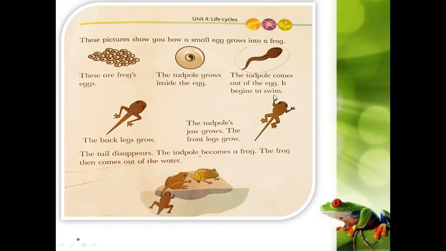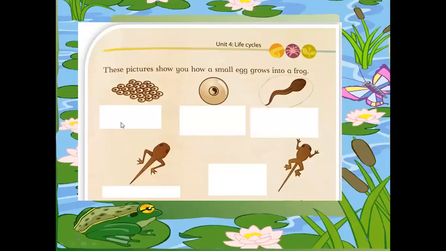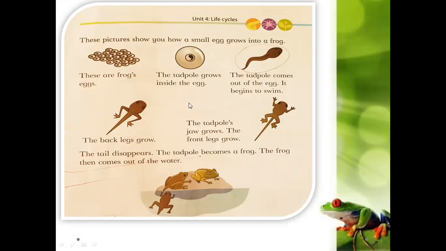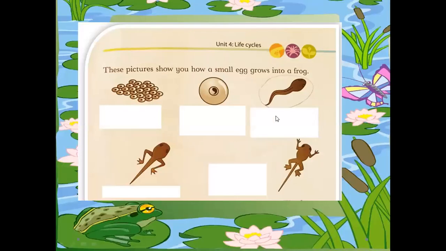In this stage, it began to swim. Then in this stage, its back legs grow, and in this, both the legs grow, okay? And the tail disappears at the end, okay? And the tadpole becomes a frog. So now what you will write here: egg of the frog, a tadpole inside the egg, and the tadpole begins swimming, and the front leg and back leg grow, okay? So you will learn, I already shared the page, look here, pause this page, first learn and then come to this page and label all the diagrams.